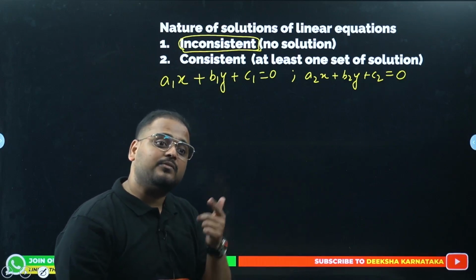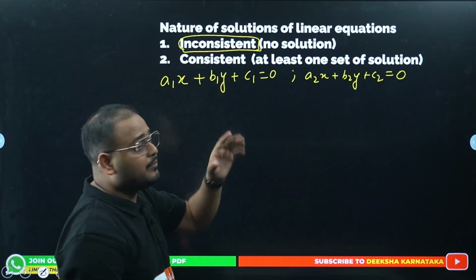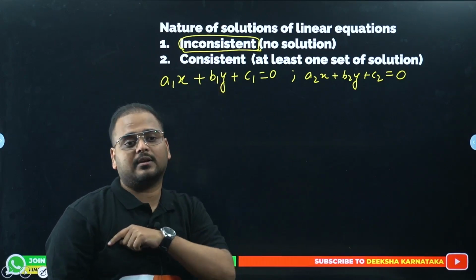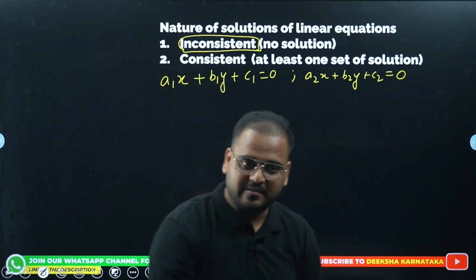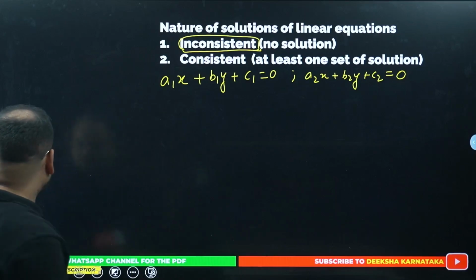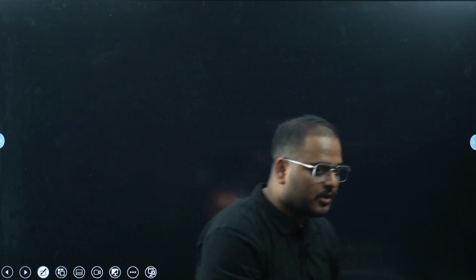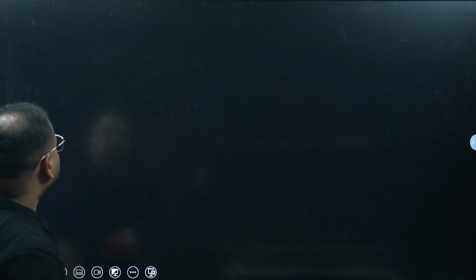What it actually means, we'll learn right now. Consistent means at least one solution will be there. So can they have more than one solution? Yes, they can. We will learn it right now. Let me give you a simple explanation of the forms that we have. So we actually have three forms. The consistent form becomes two parts. Let's see.